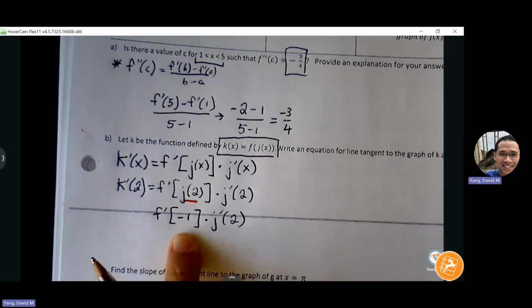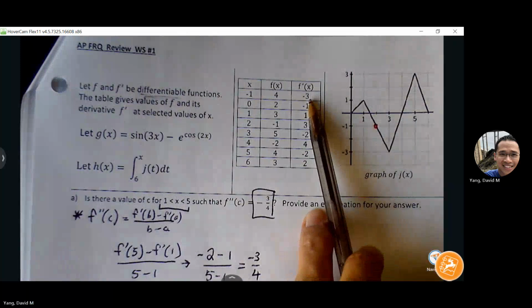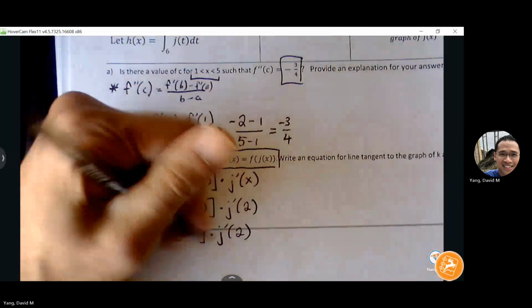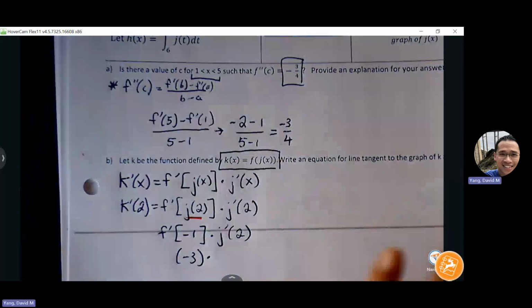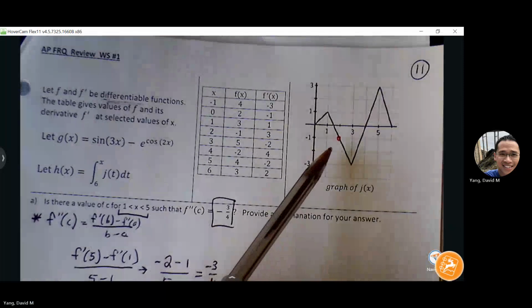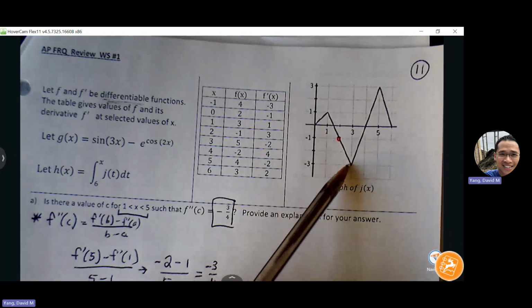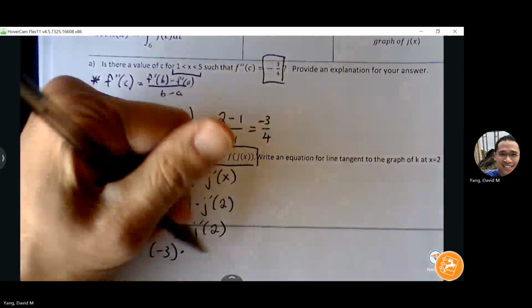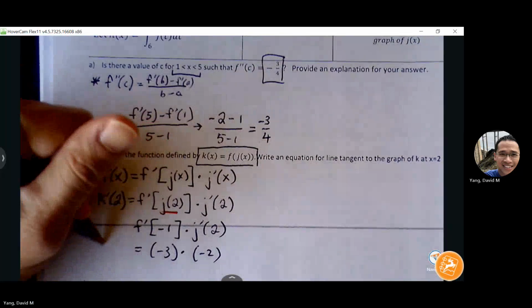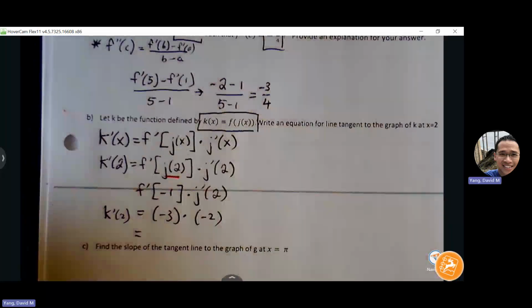Okay, so all we're left to do is to find f prime of negative one and j prime of two. F prime of negative one, we can pull from our table. J prime of two, what do you think j prime of two is? Three. What's the slope of this line segment? Negative two, right? Down two over one, slope of negative two. So k prime of two is equal to six.